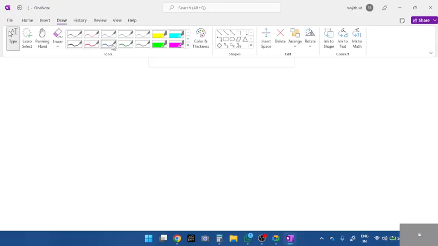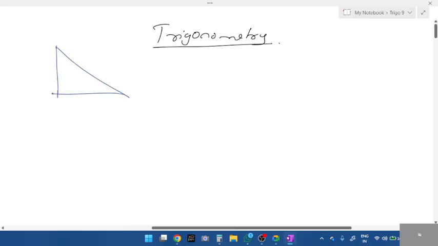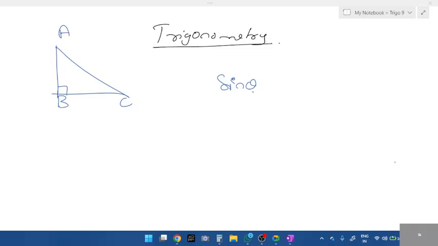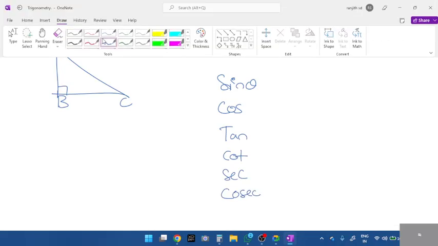Next we have certain ratios. If I take a triangle, how many sides are there? There are 3 sides, and we use 6 ratios. We call them trigonometry ratios. What are the 6 ratios? Tell me in order, Aileen. Sine, correct. Sine, cos, tan, cot, secant, cosec. You should remember this order, okay?